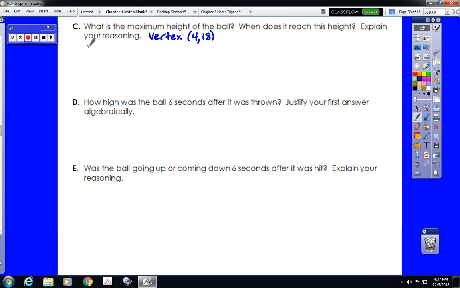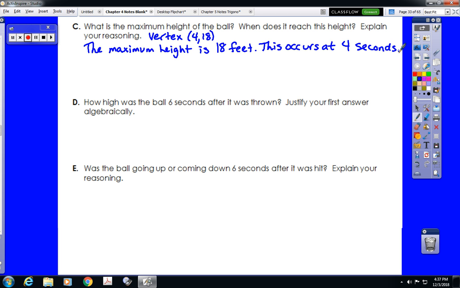So we would say the maximum height is 18 feet. This occurs at 4 seconds. And it says, explain your reasoning. We would say the vertex is (4, 18). And that should explain everything we need because the maximum value has to occur at the vertex.